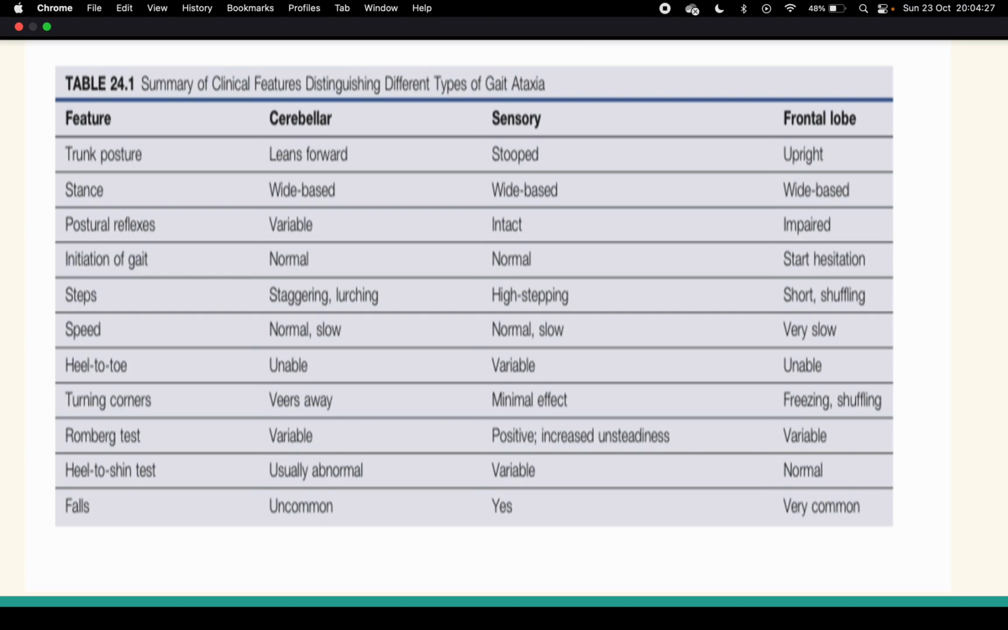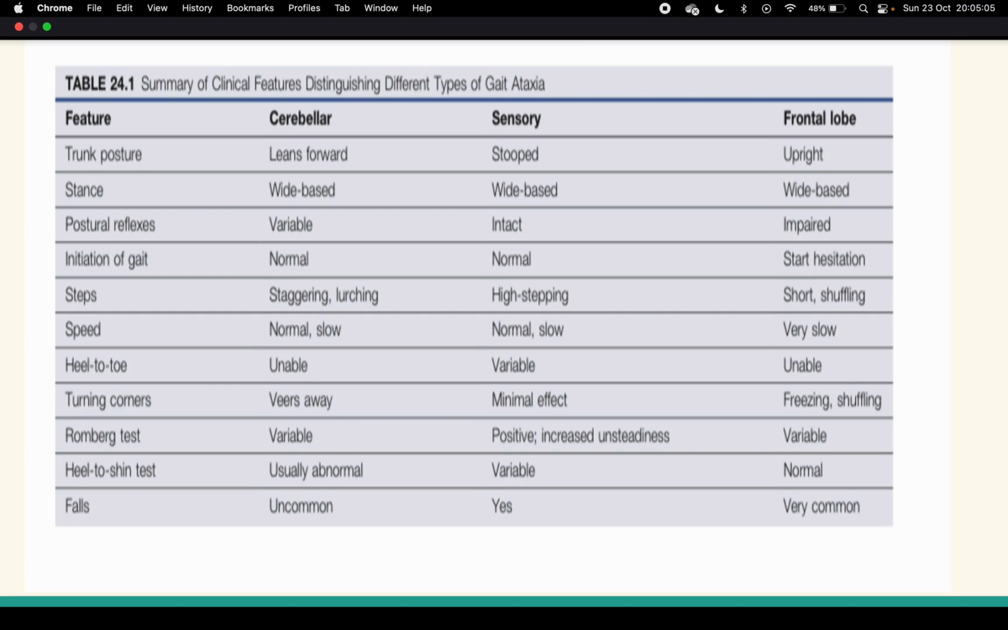The steps will be staggering or lurching like an alcohol intake patient in cerebellar, whereas in sensory it will be high stepping. High stepping is mainly for more reinforcement of the sensations, as the sensations are diminished in these patients. They keep stamping, it is called a stamping gait. Frontal lobe will be short shuffling, and the gait will be very slow in frontal lobe disorder patients, whereas normal or slow in cerebellar or sensory. Heel to toe testing is very difficult in patients with cerebellar and frontal lobe disorders, whereas sensory patients can do it.